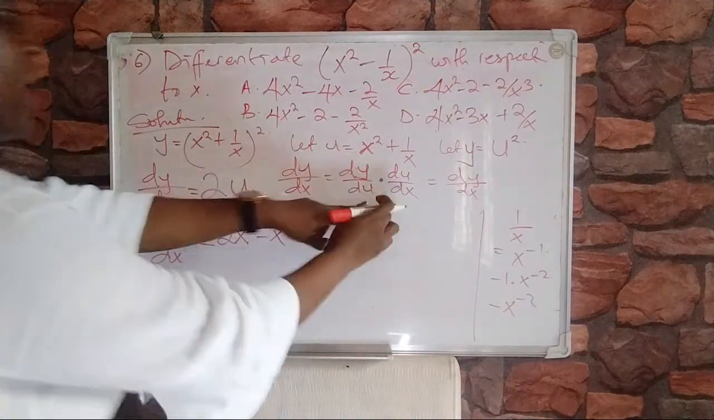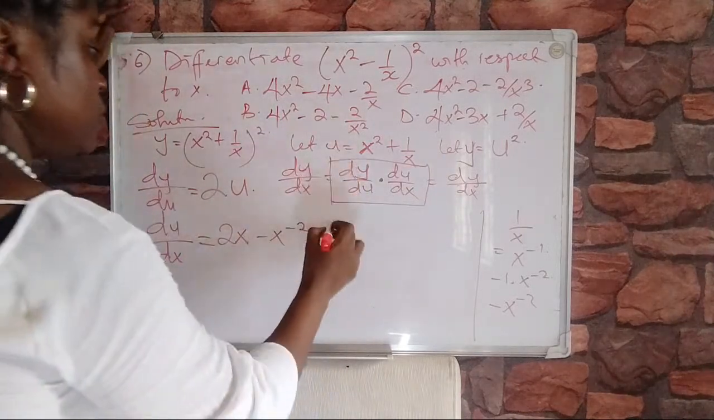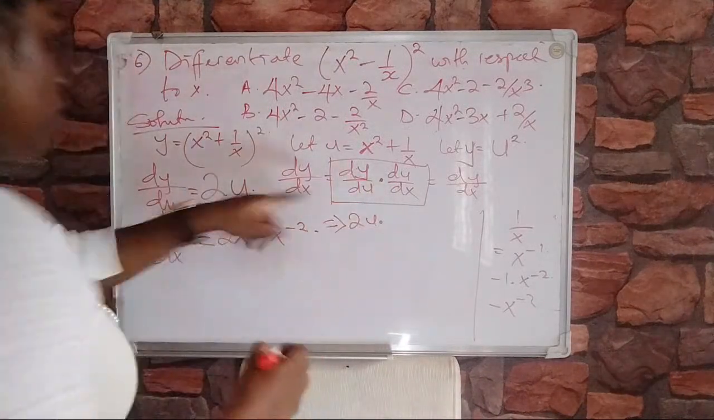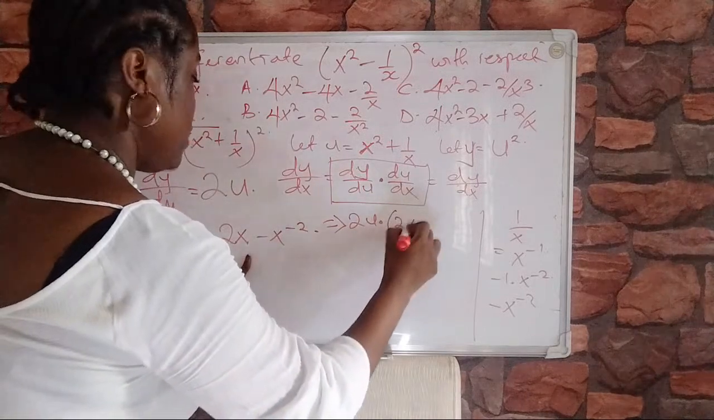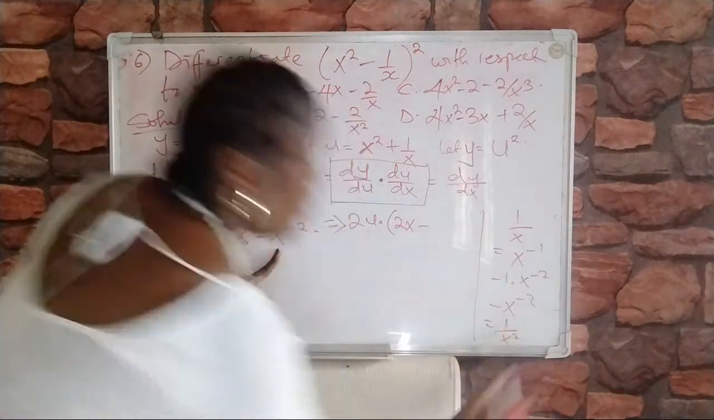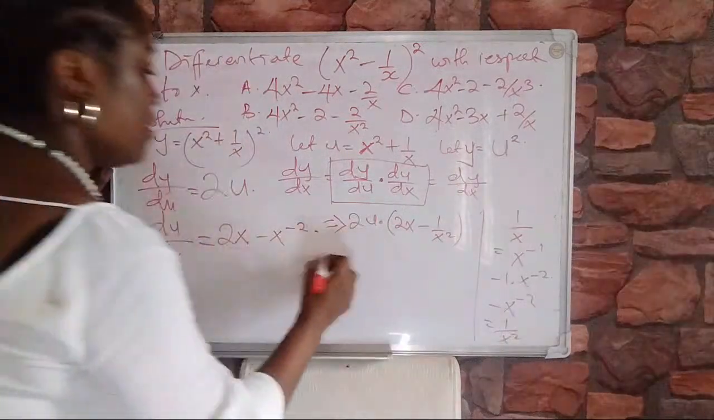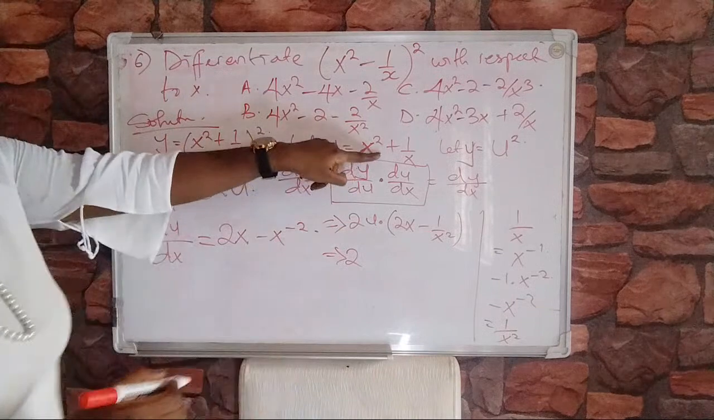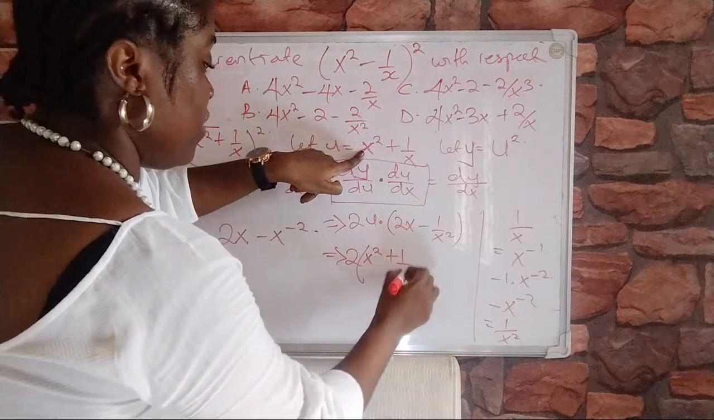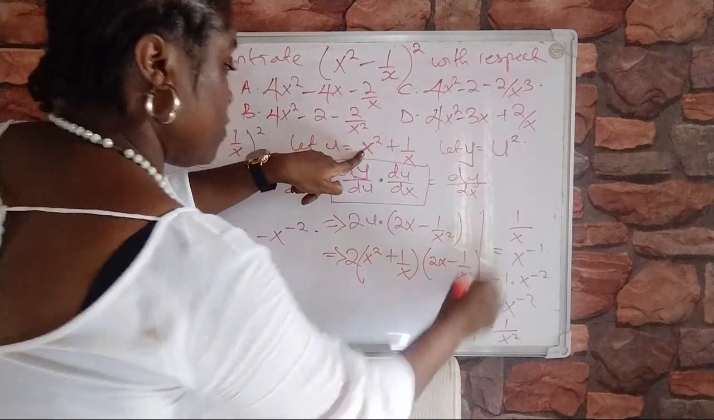So if we put these two together, remember this chain rule. Putting these two together, what do we have? dy/du is 2u. du/dx is what? 2x minus 1 over x squared. Remember that u is this, so put u back here. That's 2 times x squared plus 1 over x, times 2x minus 1 over x squared.